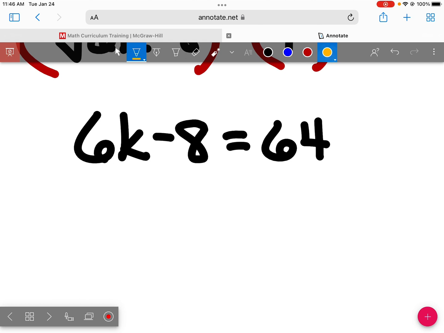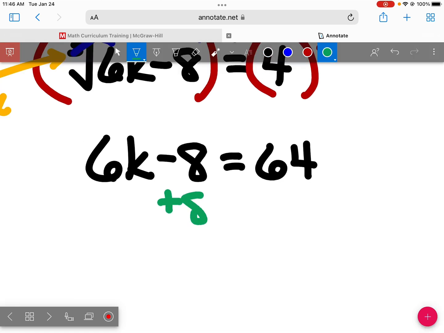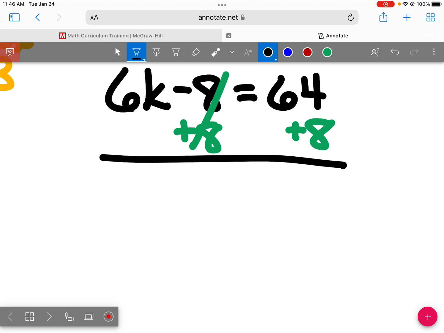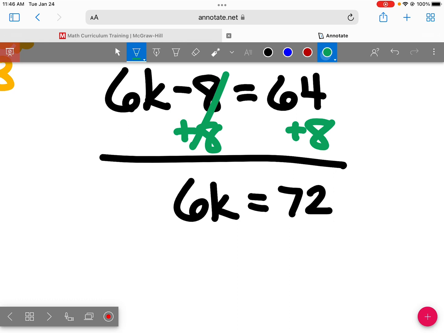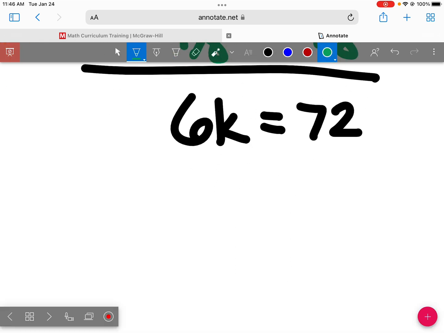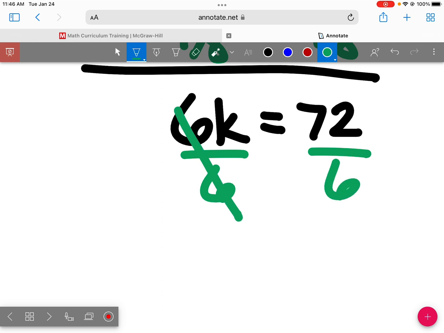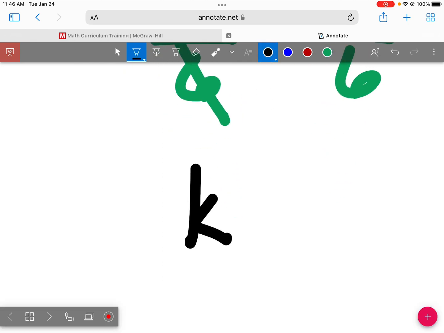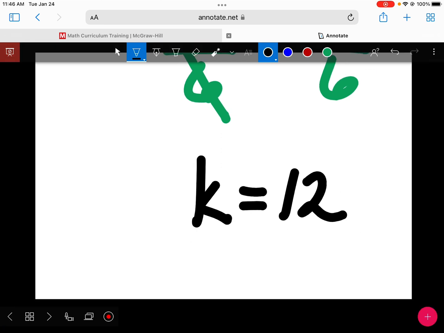What would I do next in my goal to solve for k? Add 8 to both sides. What is 64 plus 8? 72. So I have 6k equals 72. Divide both sides by 6. What is 72 divided by 6? So k equals 12.